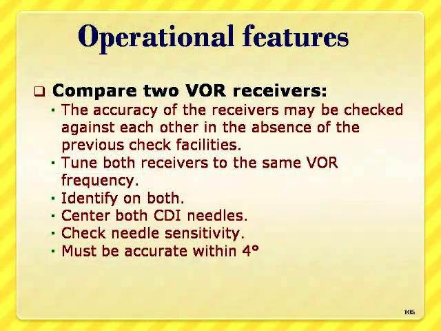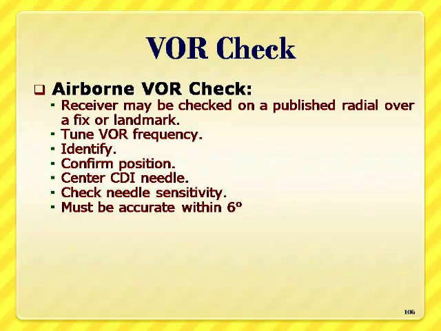How do we get the exact indication? Normally, we will have two receivers. The accuracy of the receivers may be checked against each other in the absence of the previous checked facilities. Tune both the receivers to the same frequency, identify the directions on both, center both CDI needles, check needle sensitivity, and it must be within an accuracy of 4 degrees. Similarly, the VOR equipment also, first tune the VOR frequency, identify, confirm the position, center the CDI needle, check needle sensitivity, and it must be within 6 degrees.